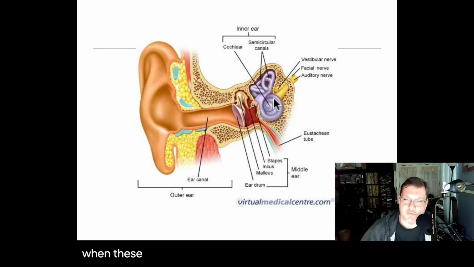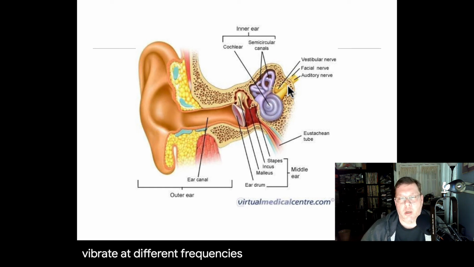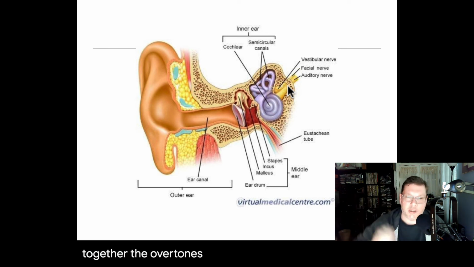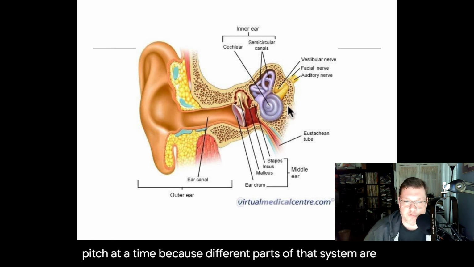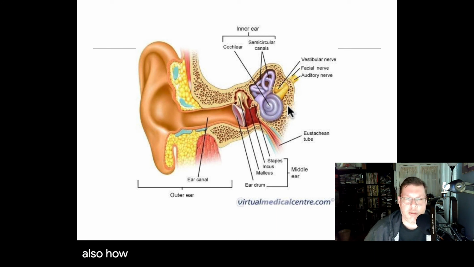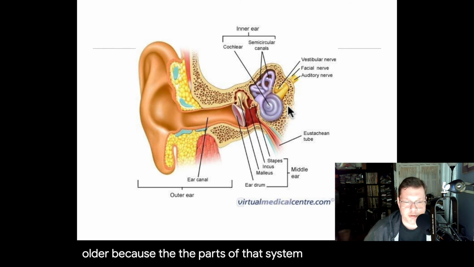And then when these little hairs vibrate sympathetically with the sounds that come in, they trigger the nerves that go to our brain that help us interpret that as sound. And different hairs vibrate at different frequencies. So that's how we put together the overtones, how we can hear more than one pitch at a time, because different parts of that system are responsible for vibrating at different frequencies. That's also how we lose some high-end hearing as we get older, because the parts of that system that are responsible for the higher frequencies get old and stiff and wear out.